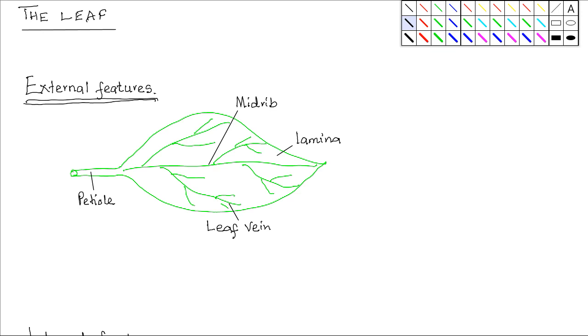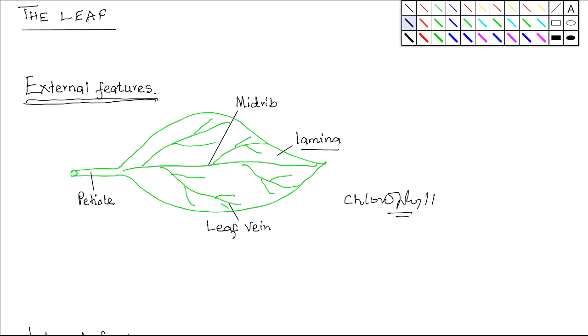The first one is the color. Most plants have green leaves. The greenness is due to the presence of the pigment chlorophyll. Chlorophyll enables the plant to trap light energy, which is then used in the process of photosynthesis.